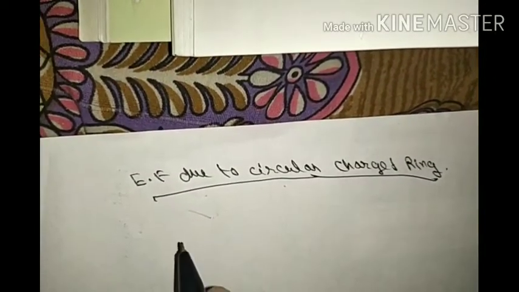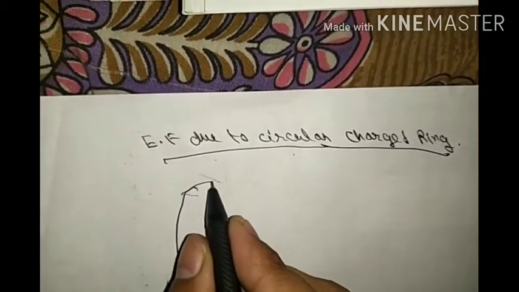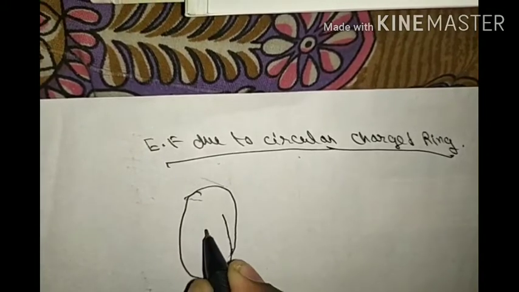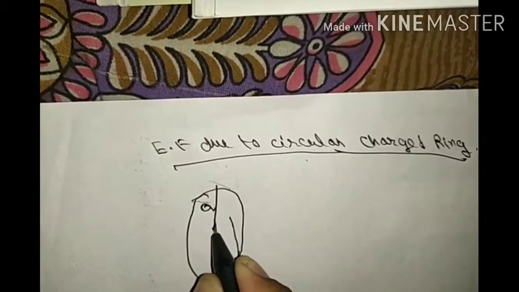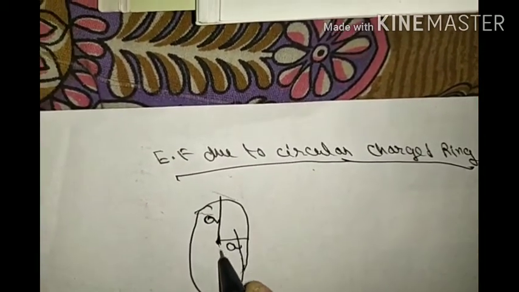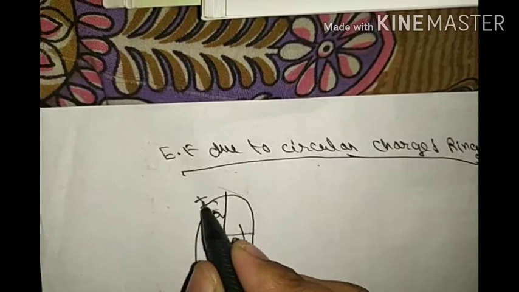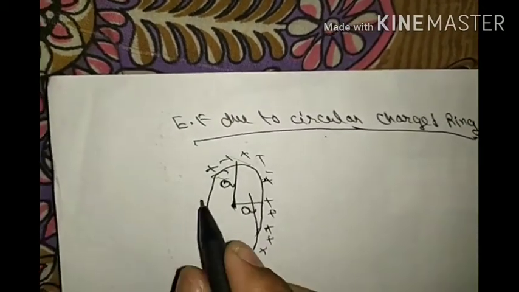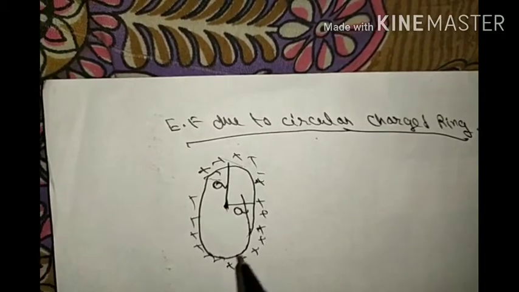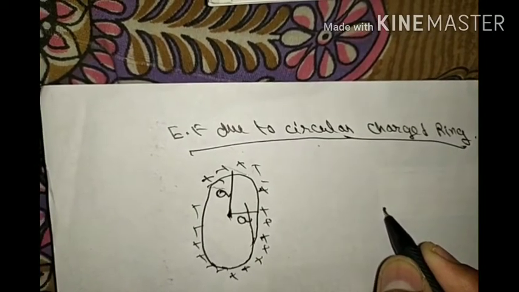So firstly, consider a charged ring, a circular ring with radius a. It is a charged ring, so consider positive charge is given to this ring all over, and we want to find the electric field due to this charged ring at any point P.